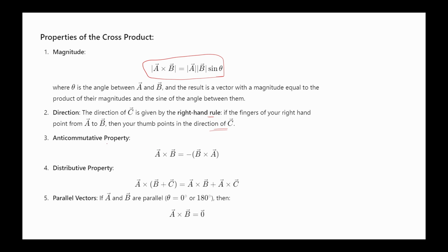Talking about the anti-commutative property, A cross B is equal to minus of B cross A. So A cross B is not equal to B cross A, of course, because B cross A gives us a vector which is in the opposite direction of A cross B. So definitely it comes out to be minus. You must remember this property. Apart from that, the distributive property remains the same as we had studied in dot product and parallel vectors.